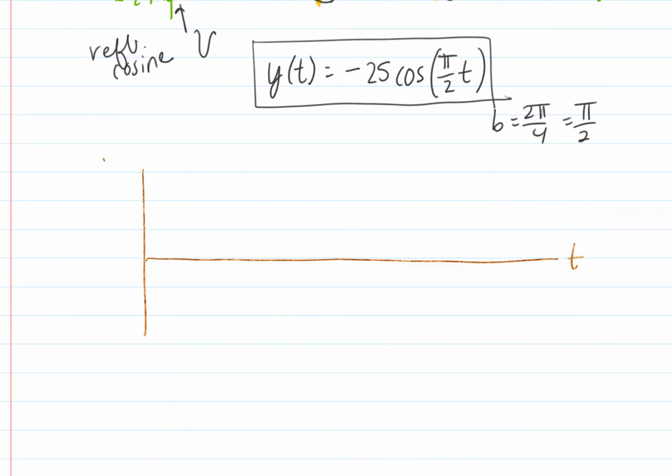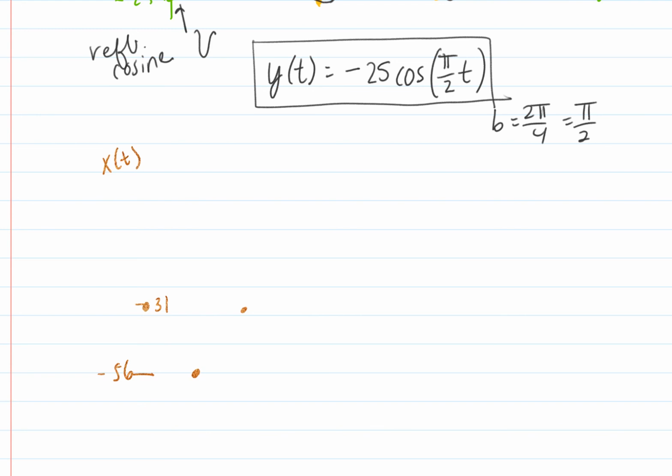This is my time, and this is x of t. He was first 31 feet to her left, so that's a negative value. Then he went further to her left. He went 56 feet to her left, then back to that 31 feet, and then at this point, this is a little bit out of scale. At his highest point, he was still 6 feet away from her. And then the cycle repeats.